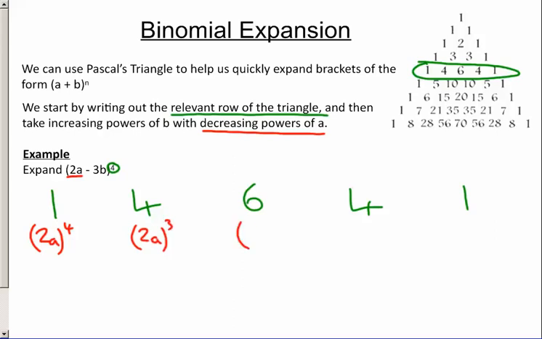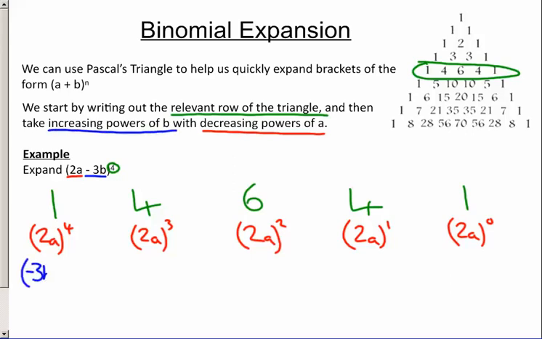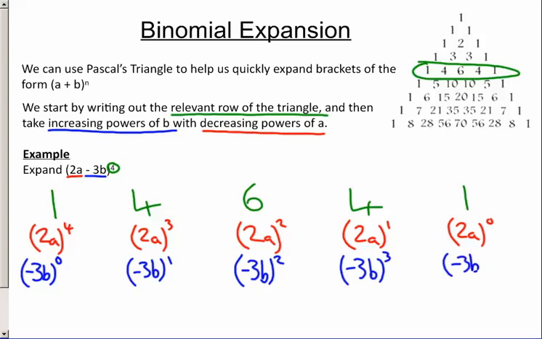And it's important that these are in brackets. The whole of the term is to these powers. Next, we take the second term, minus 3b, and we must include that minus, and we get increasing powers. Again, we must put the whole term: minus 3b to the 0, minus 3b to the 1, minus 3b squared, minus 3b cubed, minus 3b to the 4.